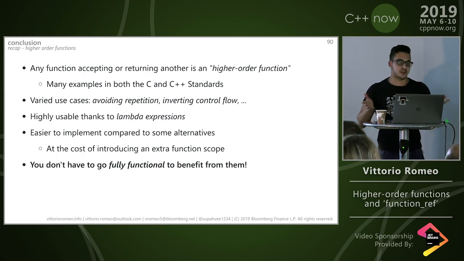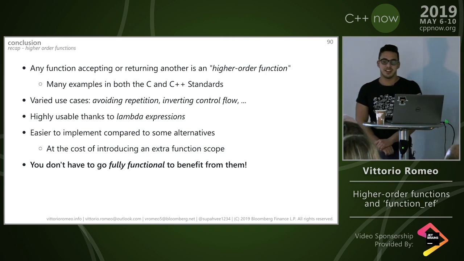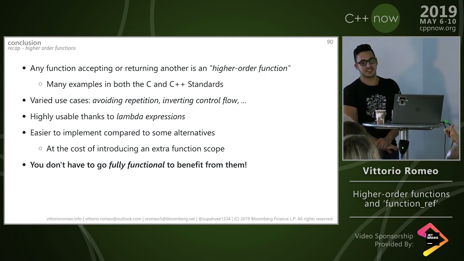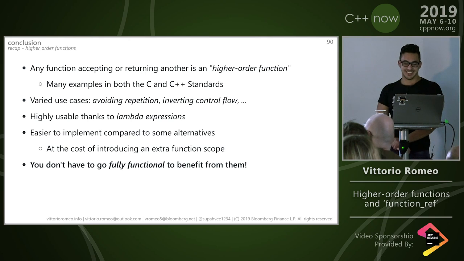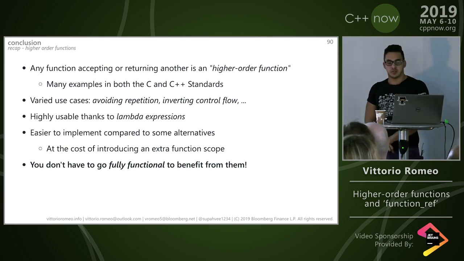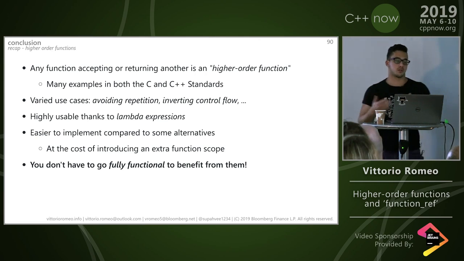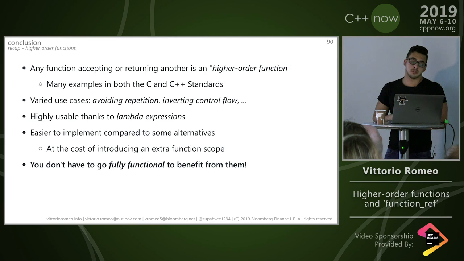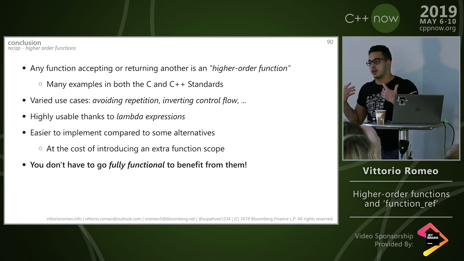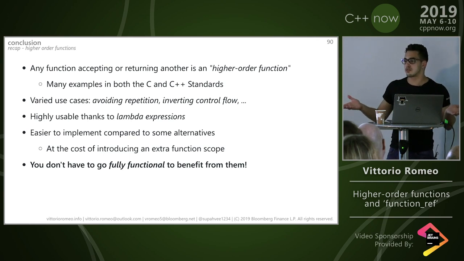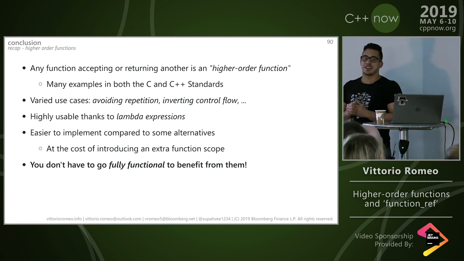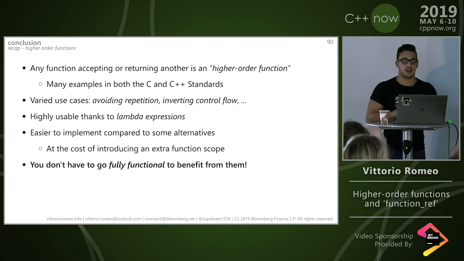Conclusion: any function accepting or returning a function is a higher order function in the computer science world, but that might be different in math. We have many examples of that in the C and C++ standards, and varied use cases like avoiding repetition, inverted control flow, asynchronicity, metaprogramming, and they're highly usable thanks to lambda expressions. They're also easier to write compared to the other alternatives that we've seen before, and in general, I would like you to go fully functional when you can, but sometimes you also have co-workers, and in that case, you can slowly integrate these things where it makes sense.